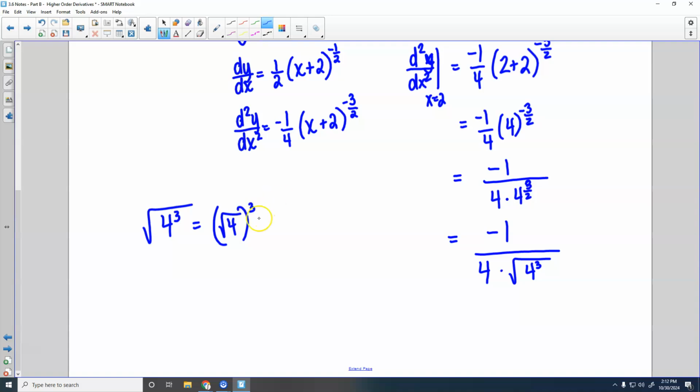Okay? And what is the square root of 4? 2. 2 to the 3rd would be 8. So what we've got here is negative 1 over 4 times 8. So we get negative 1 over 32.